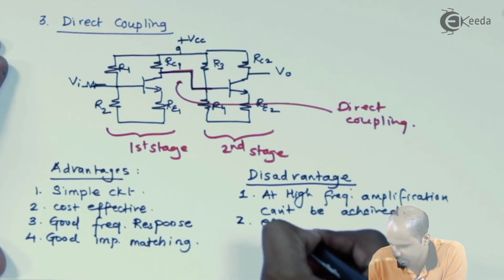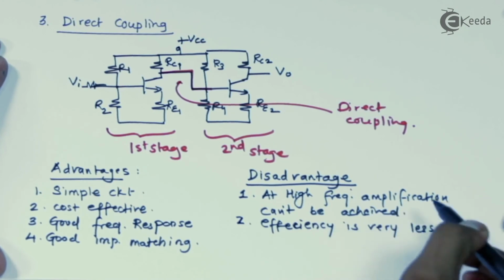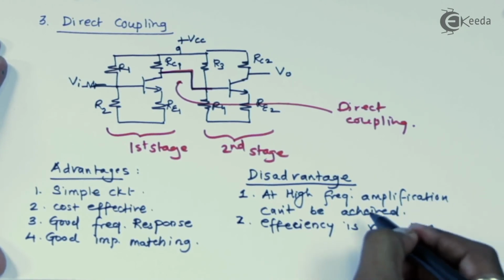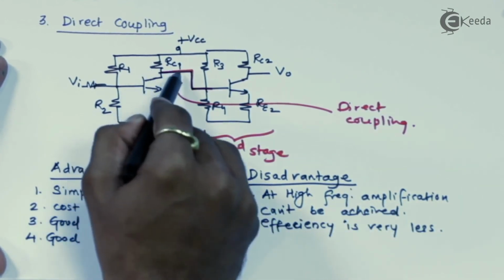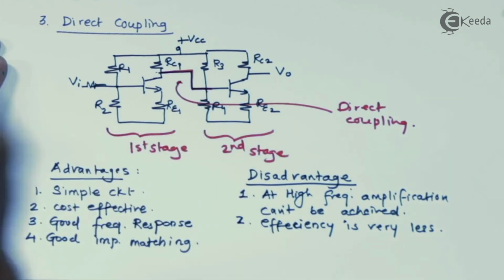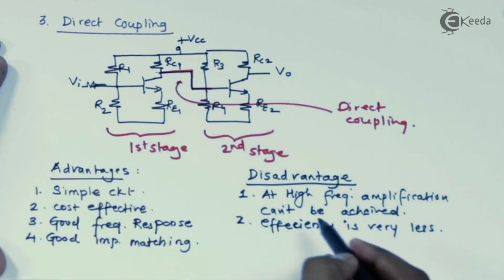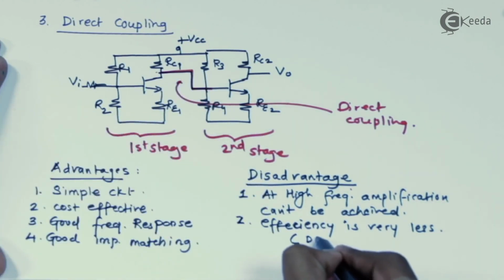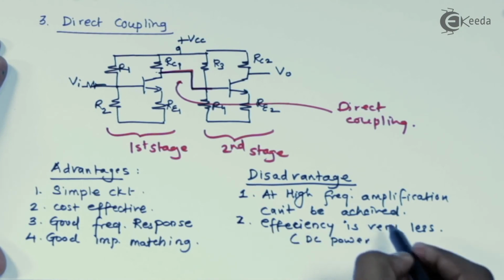Efficiency is very less, and the major reason for this less efficiency is that we will be getting the DC loss, because nothing has been connected between the output of the first stage and the input of the second stage. So I can say that the current of the first stage can enter into the second stage. So the DC power loss is the main cause for the less efficiency.